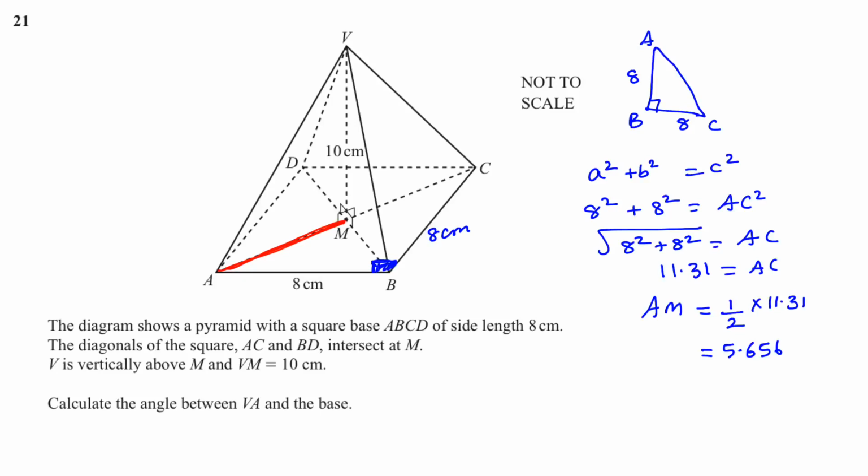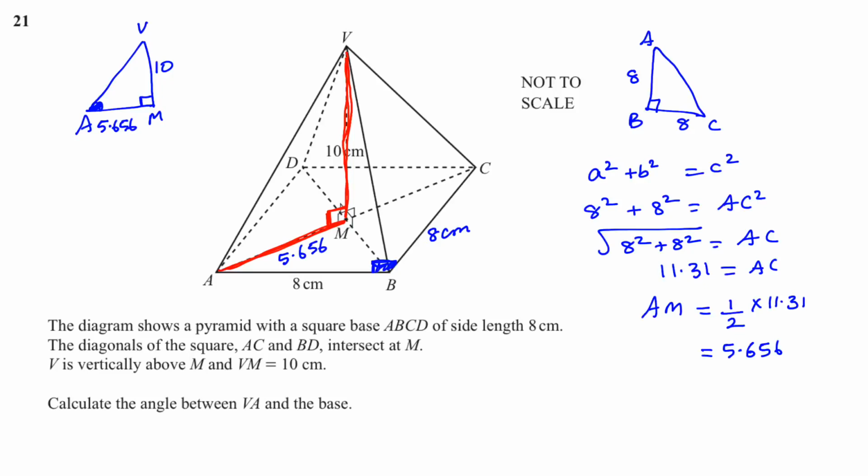So this is 5.656. And this here is 10 centimeter. This is going to be 90 degrees. So you have another triangle here. This is AMV. This is 90 degrees. AM we found is 5.656 and VM is 10. You have to find the angle between VA and the base. So we need this angle.